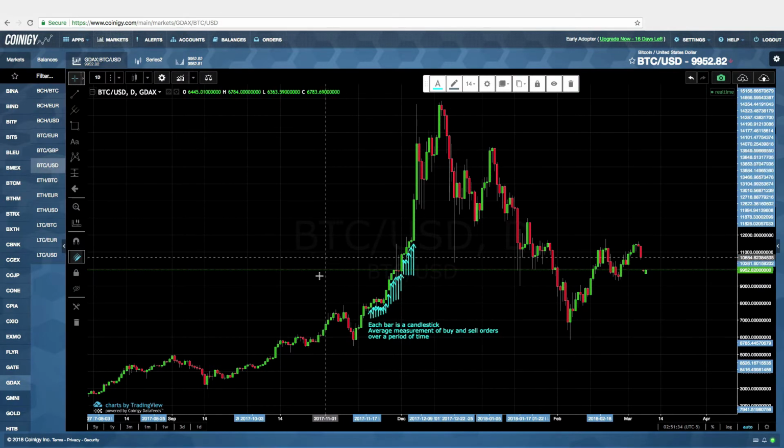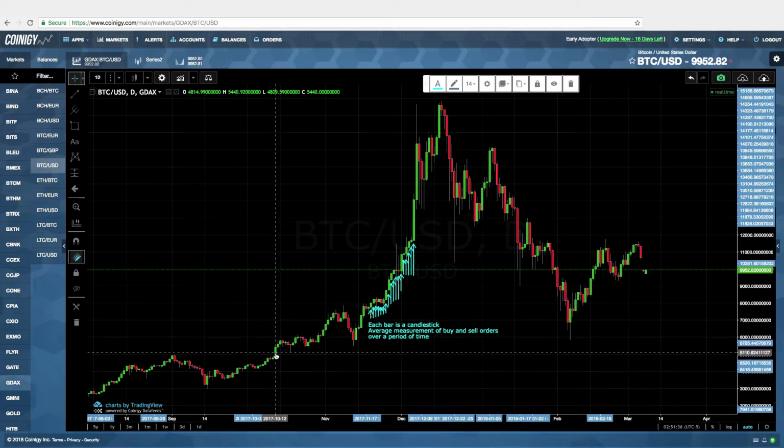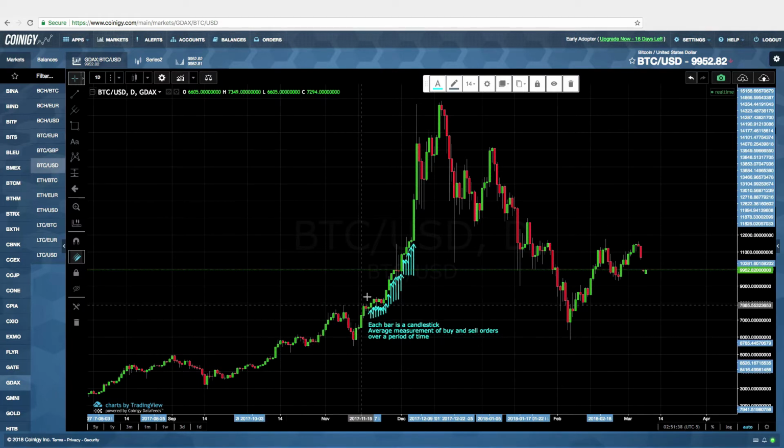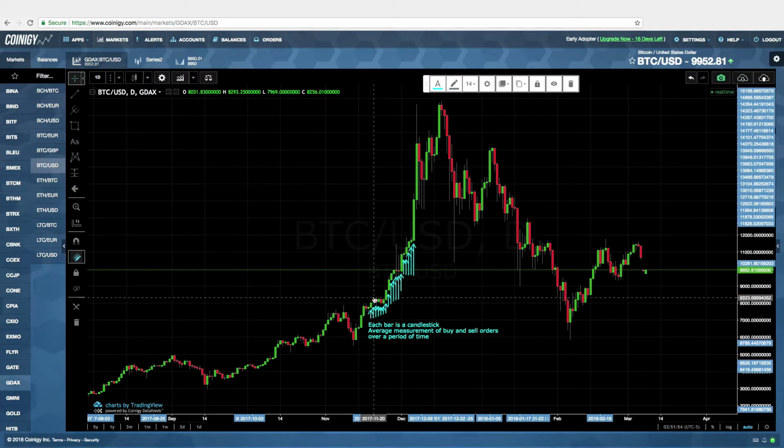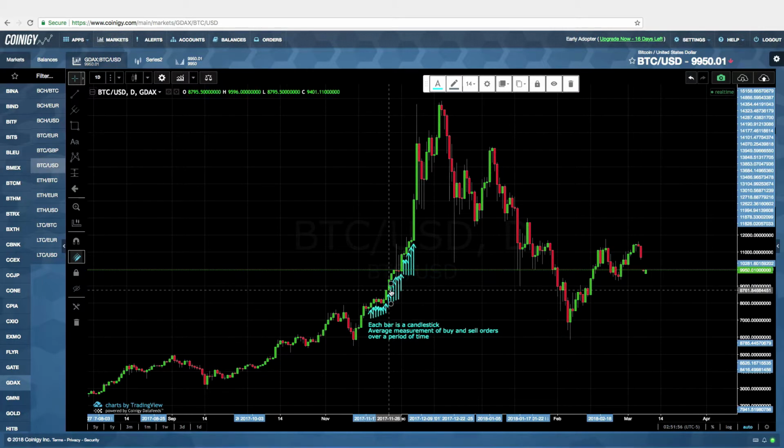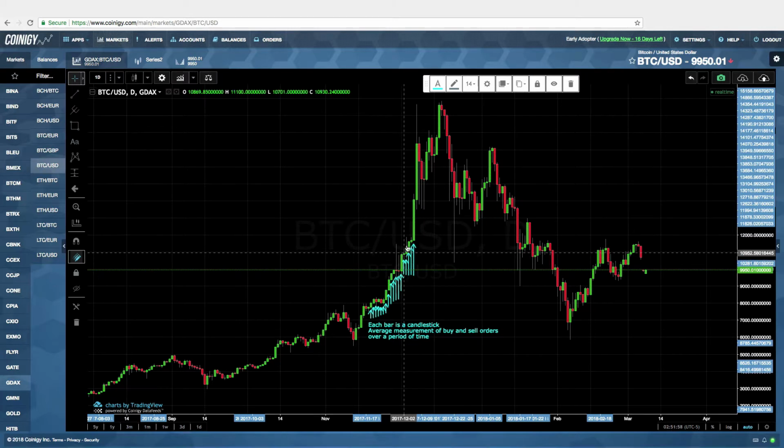So as you can see, there are a lot of tiny bars on this graph and some big bars. These are known as candlesticks. Each specific bar is called a candlestick. And what candlesticks are, they're the average measurement of the buy and sell orders over a period of time. So right now I am on the 1-day chart, and so each candlestick represents the buy and sell orders over a period of 1 day.